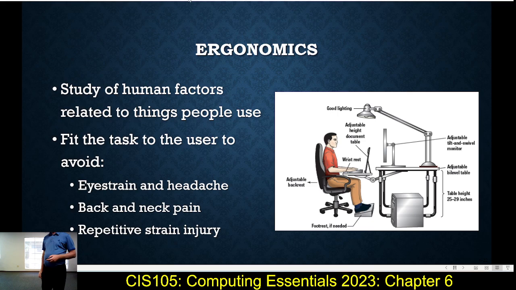All right. I think this is another answer to another quiz question today. So ergonomics is the study of human factors related to things people use. Most organizations should be worried about fitting the task to the user instead of the user to the task. There are organizations that actually do focus on this, where they ask, do you need a foot rest? Do you need a wrist rest? Do you need an adjustable table?